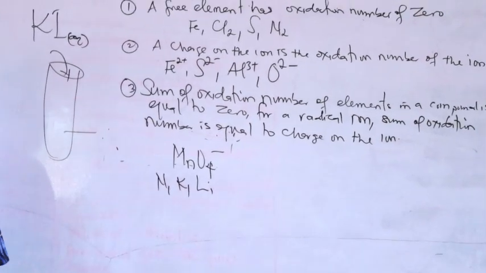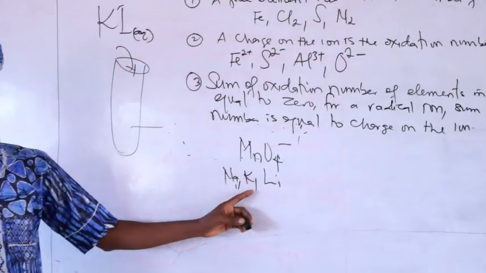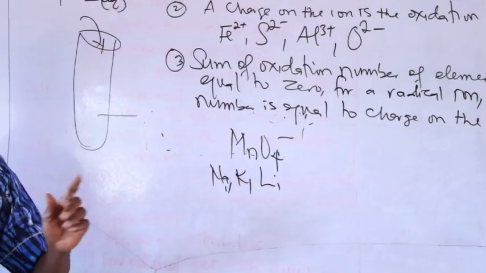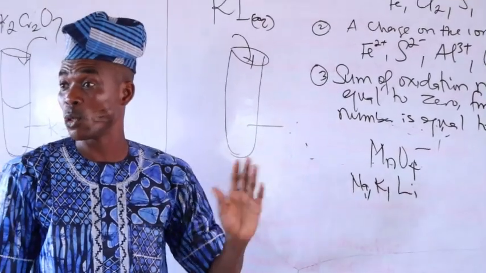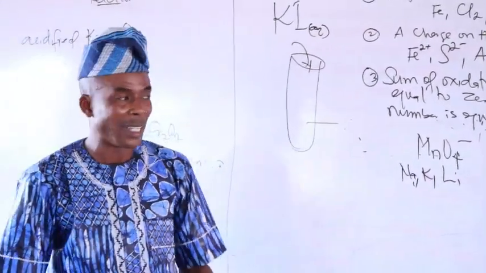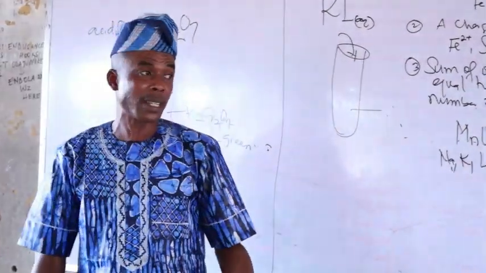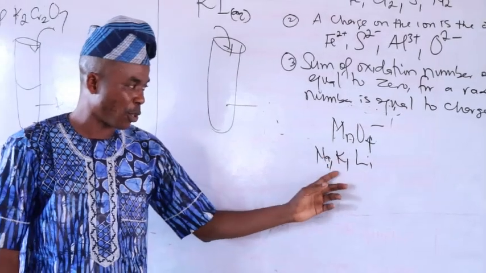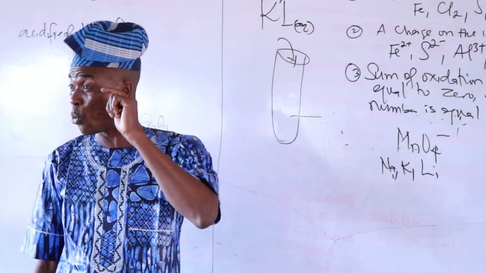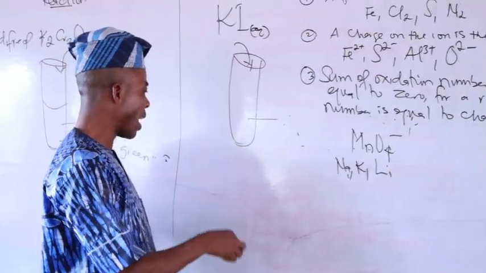In that case, when you see sodium, potassium, or lithium in a compound, its oxidation number is going to be +1. Are we together? If group 1 elements stand on their own without combining, the oxidation number is going to be 0.